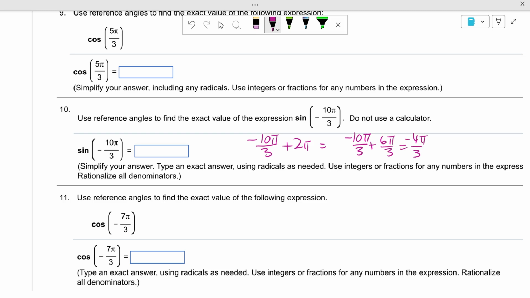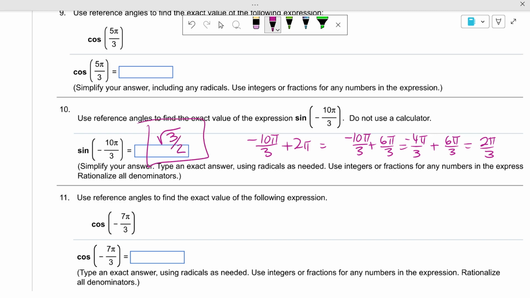And what I'm going to do is I want to make it positive because it's easier to work with positive numbers than negative numbers. So I'm going to add another 6 pi over 3 to that. And we're going to get 2 pi over 3. Then you're going to look at your unit circle and find the sine of 2 pi over 3, which is the y value at 2 pi over 3. If you find the y value of 2 pi over 3, you're going to get square root of 3 over 2.